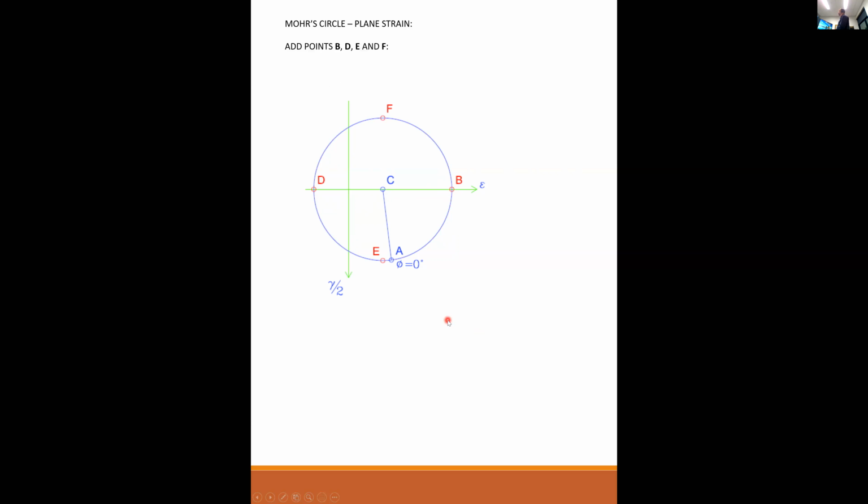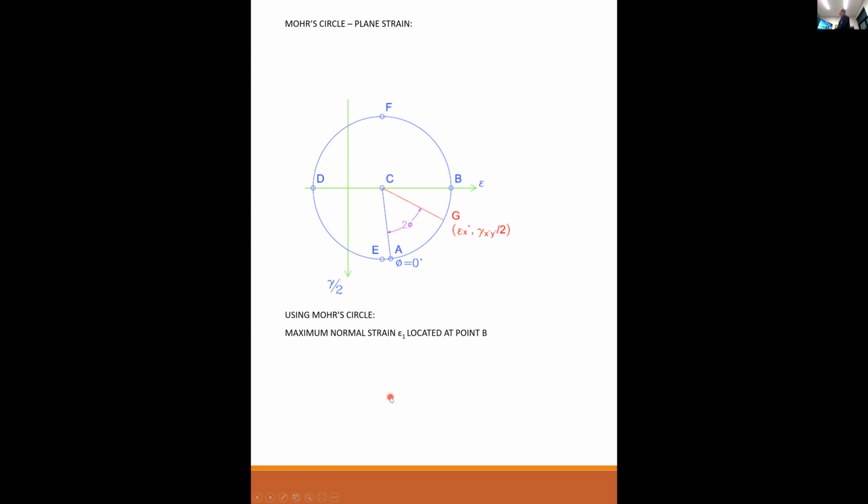Then we have our same points, B, D, E, F. And for some arbitrary point G at epsilon x prime, gamma x prime y prime over 2, this is theta, but I drew it as 2 theta. Same idea as before. So using Mohr circle, we can find the maximum normal strain epsilon 1 located at point B. So there you are, there's point B that has the maximum shear strain.